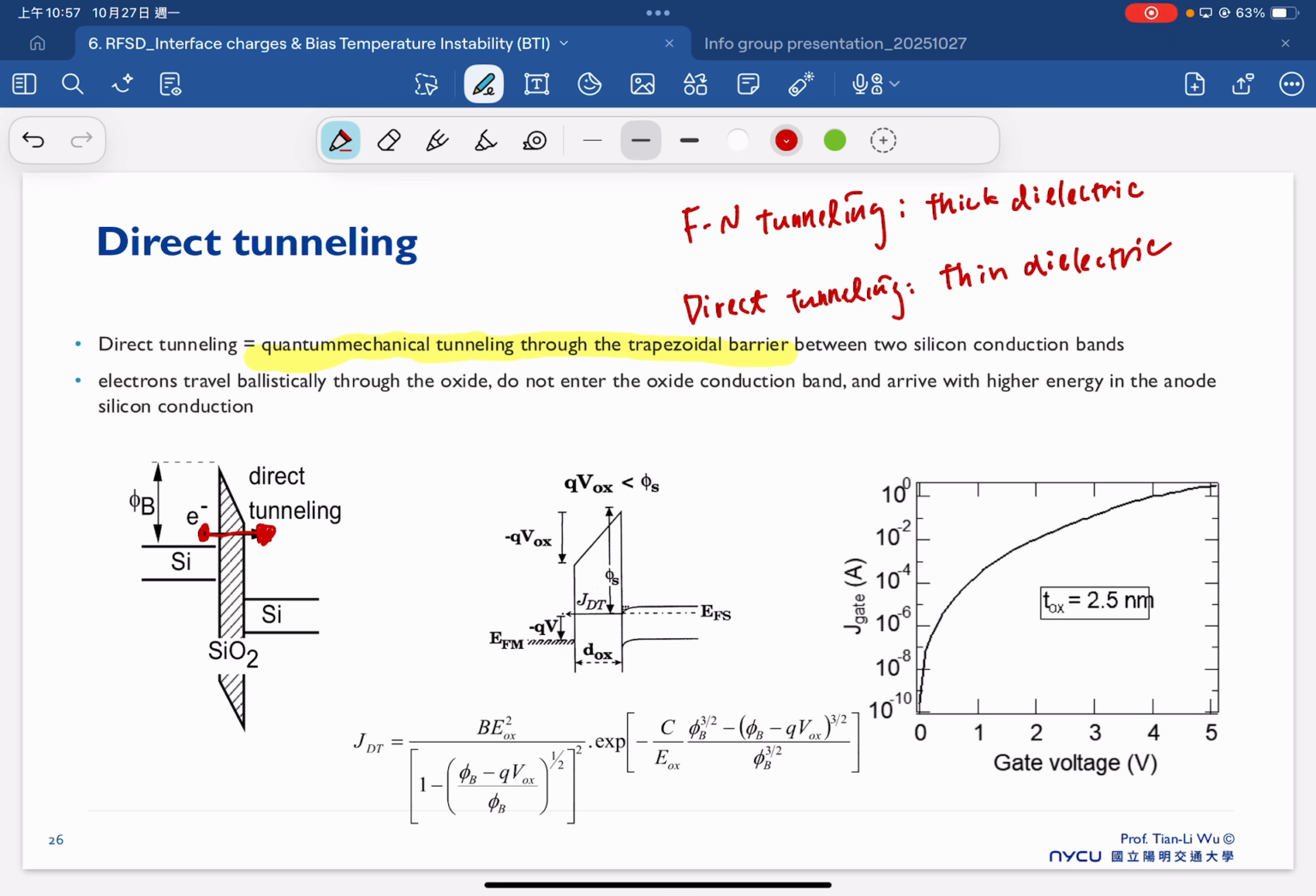Now you can see on the right hand side, this is one of the very famous experimental results. Once we scale down our dielectric to 2.5 nanometers, even though we only apply 1 volt, we already have a current up to 10 to the minus 4, which is 0.1 milliamp. That's extremely high. That's why people start to feel that if we continue scaling the dielectric thickness below 3 nanometers, it is not going to work, because we have a very high gate current here.